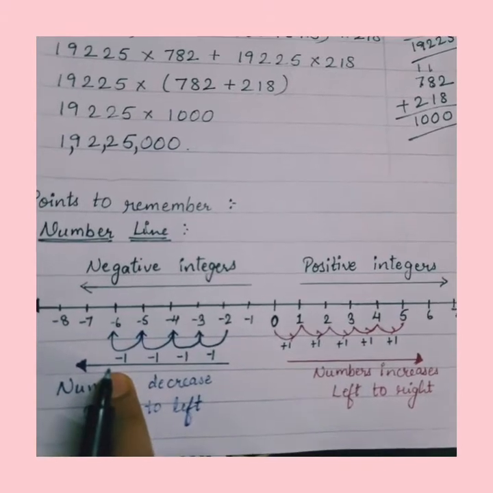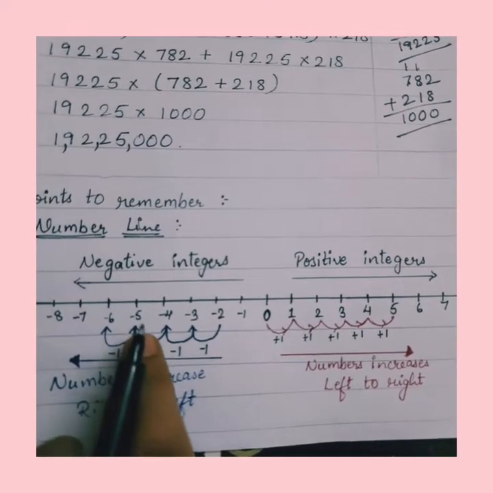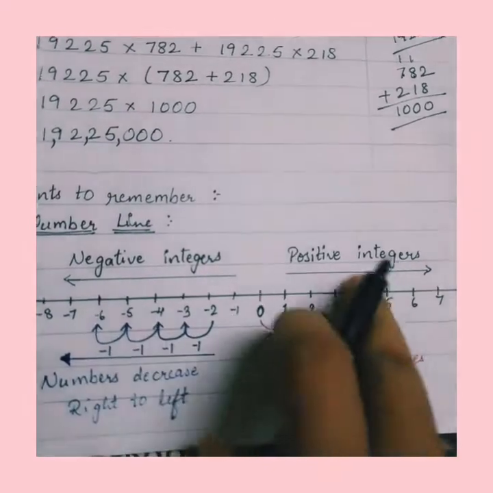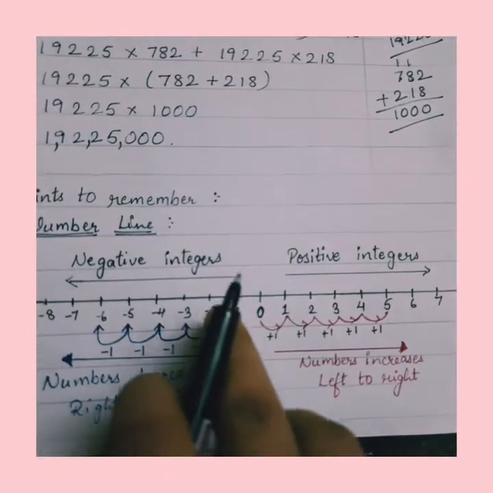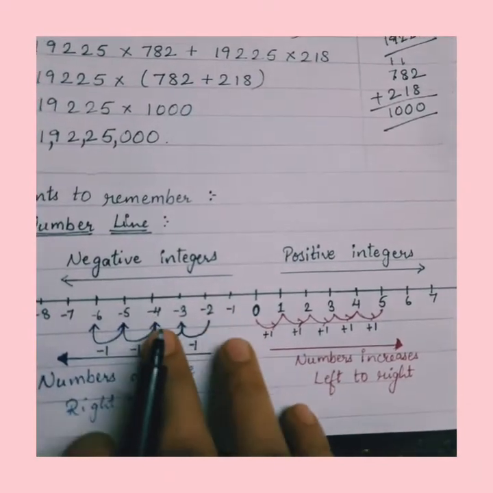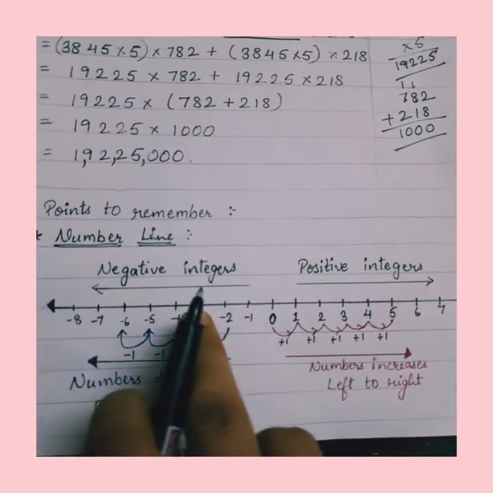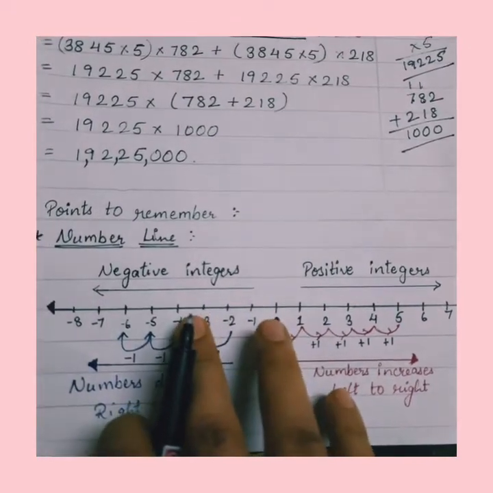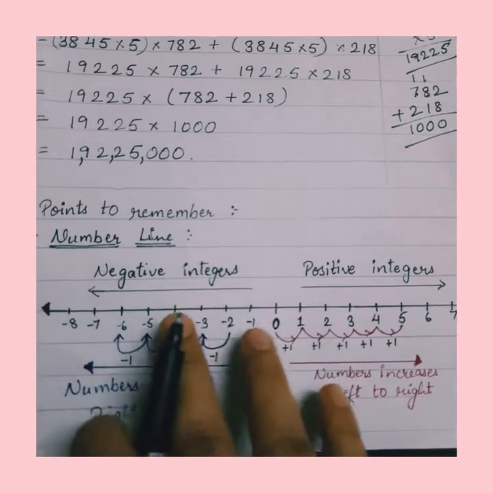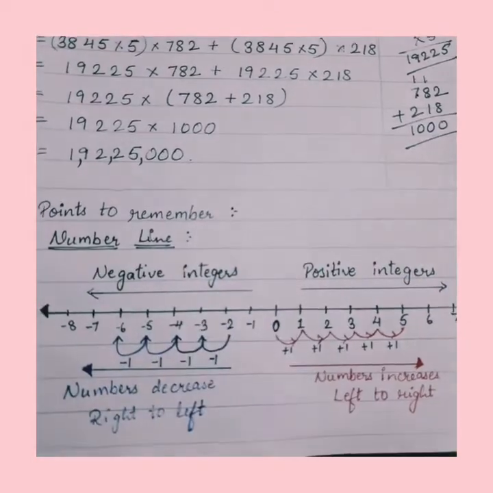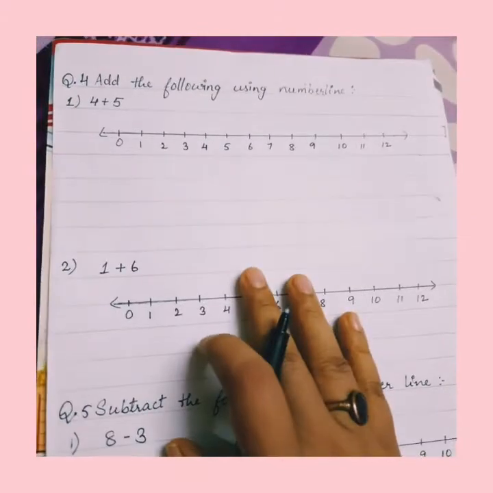So this is your number line. This you have to keep in mind, because this will help you to add, subtract or multiply the numbers on the number line. So for that you have to draw this into your notebook, and then only start the sum.